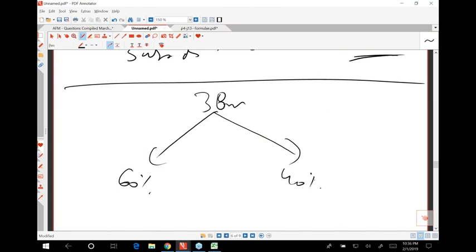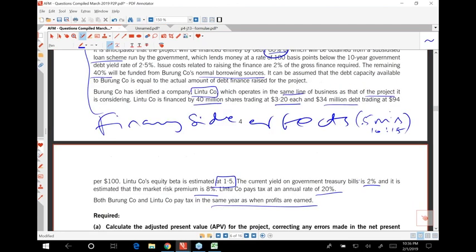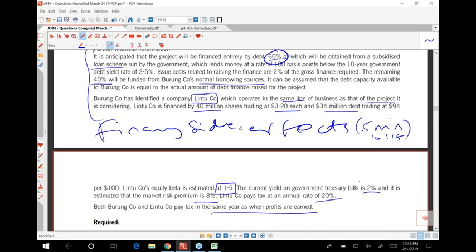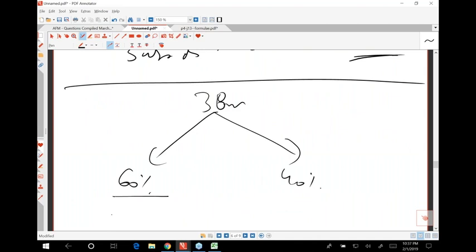60%, how much is the 60% amount? That will be financed by the subsidized loan scheme run by the government, which lends money at a rate of 100 basis points below the 10-year government debt yield rate of 2.5%. So this is going to be at 1.5%. Issue costs related to the finance are 2% of the gross finance required. So issue costs are going to be 2% of it.